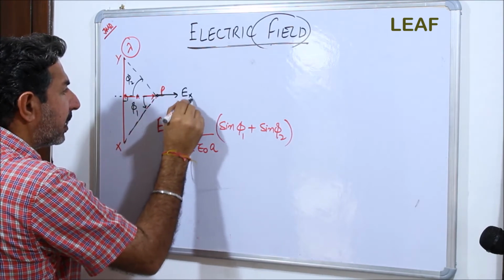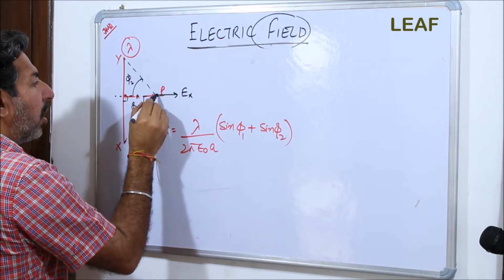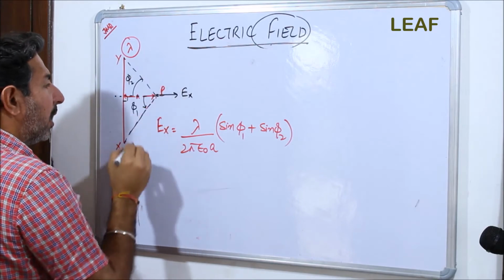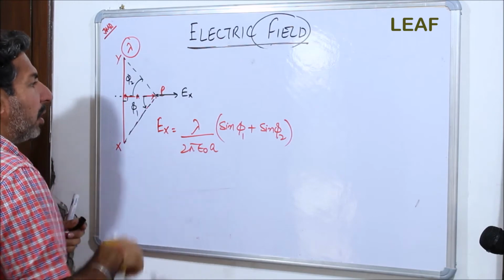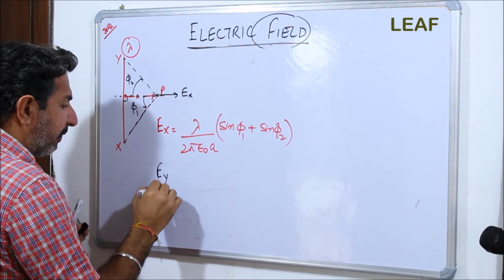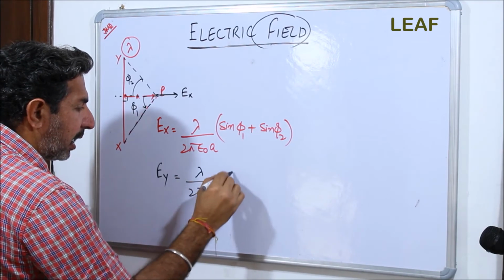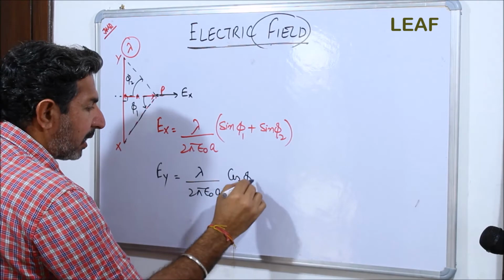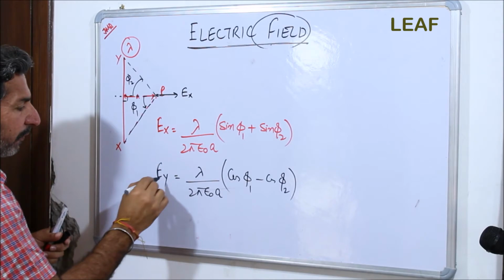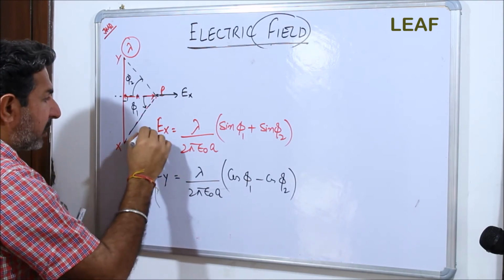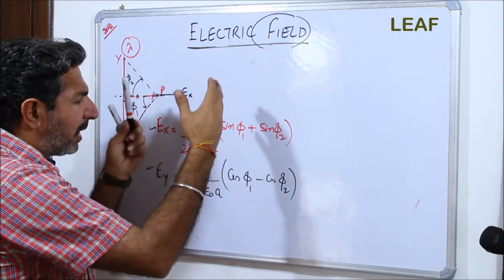This is Ex, right? And Ey, depending upon the position of the point, the vector can be on the upper side, plus j cap, or on the lower side, that is minus j cap. But Ey is lambda by 2 pi epsilon naught A into cos phi 1 minus cos phi 2. That will be the result for Ey. So these two results we have already started in the normal class, and normally everyone is studying it.